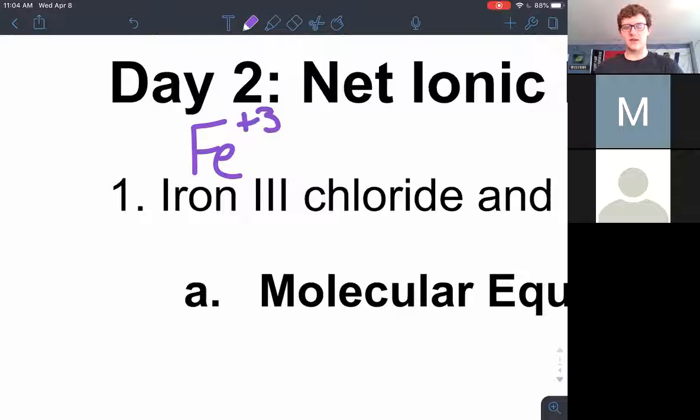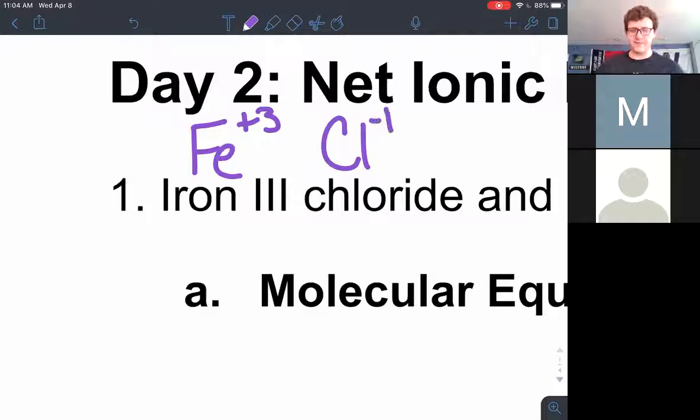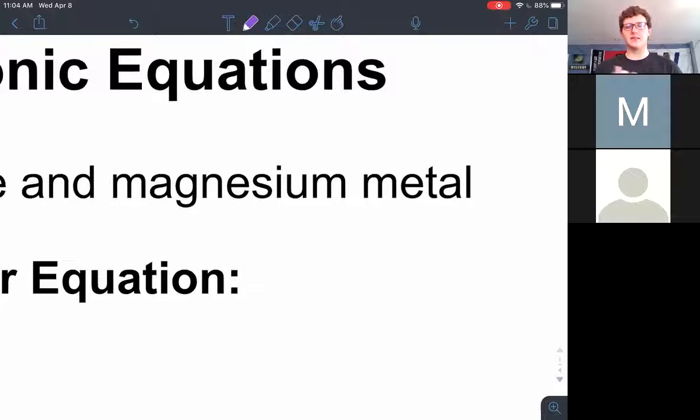What is chlorine or chloride? Cl. Perfect. And what's the charge on chlorine? 2? Or is it 1? Close. It's just going to be 1, because chlorine is right here, in the 7th column or the 17th column, so it only needs 1 to get to 18. Okay. So it's going to have that -1. All right. And then magnesium metal, it's just going to be Mg by itself.